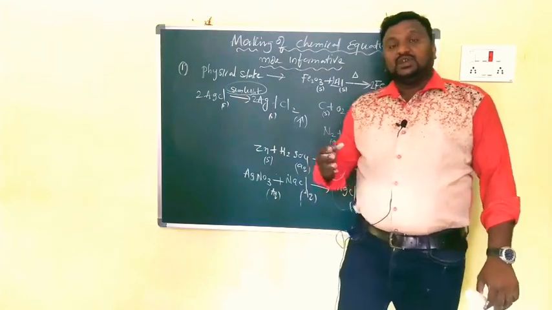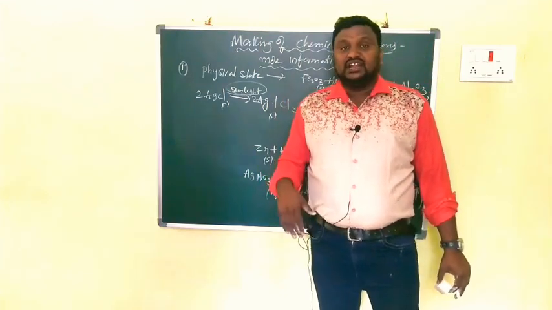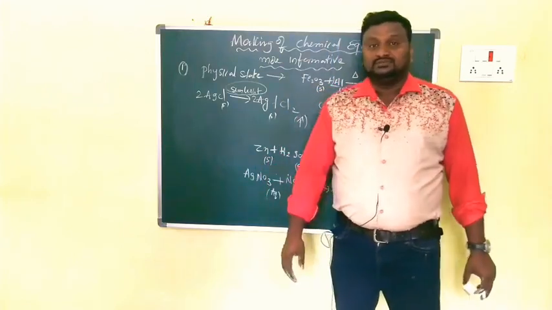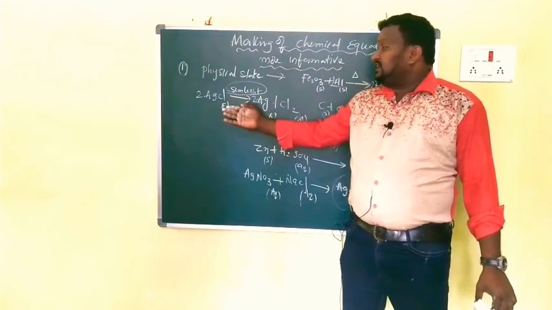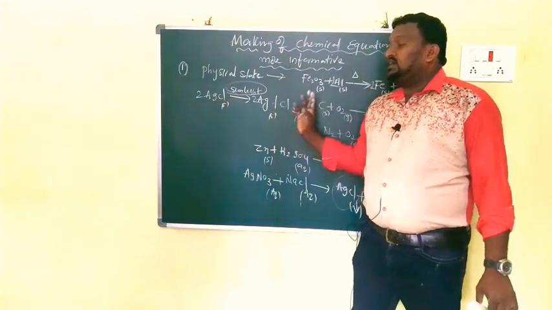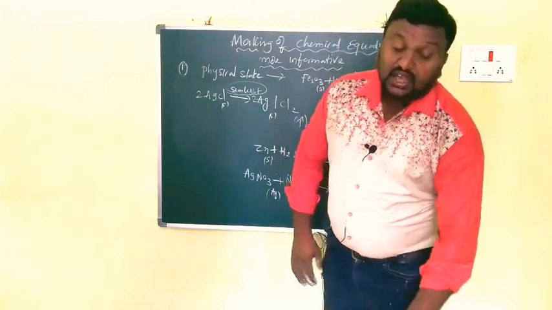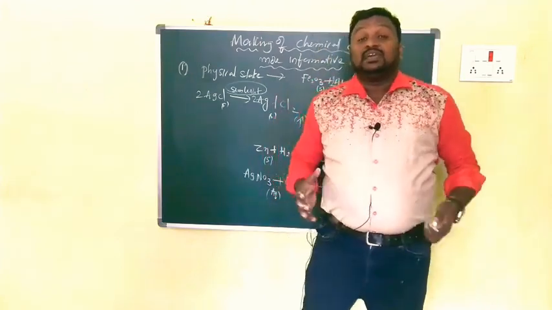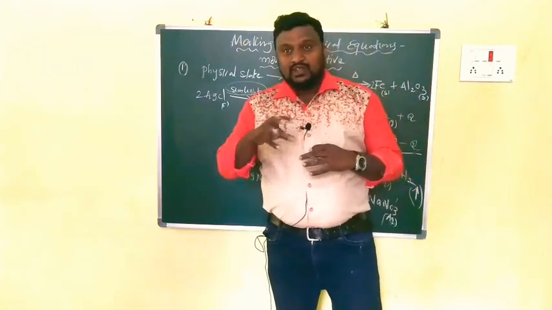And the next thing is, if you are doing the chemical reaction by applying some pressure, then also you have to mention the pressure. So in this case, in the presence of sunlight, silver chloride is forming chlorine gas. So this is the information, children, about how we can make chemical equations more informative. Once again, I am going through it very briefly.